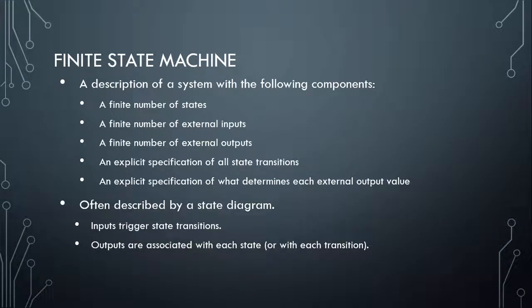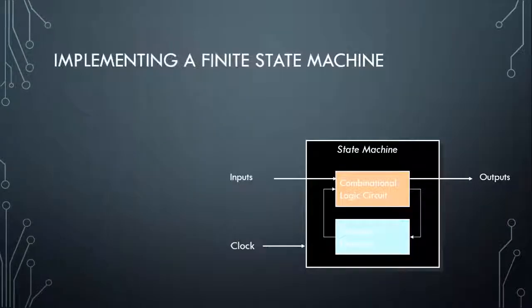Now this is often described by a state diagram. I'm not going to put a state diagram up here. It's just an illustration that shows how the machine would change as you move through the different states. Inputs often trigger state transitions, and outputs are typically associated with each state or each transition. So as you're moving from closed to open, what was the output associated with that?